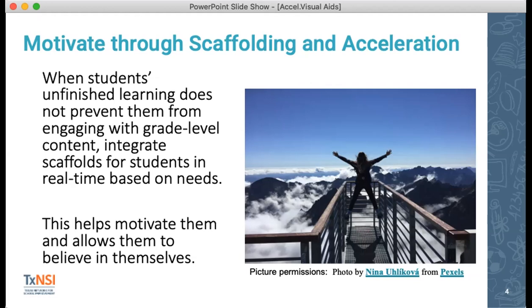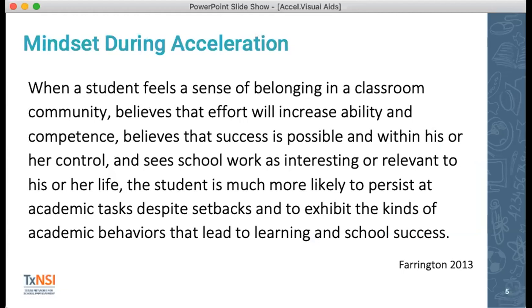All right. We want them to believe in themselves. So, mindset during acceleration. This is from Farrington in 2013, so it's a little bit farther back. This is not something that arose from the COVID pandemic or anything, but I'm going to give you a chance to read this, so you can pause it if you need to, but please read this to yourselves.